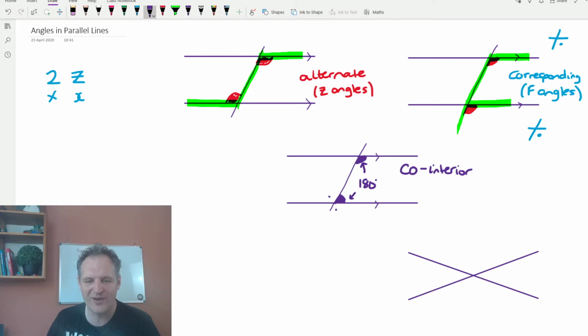They are all co-interior. We can call this the C rule because it makes a C. But we have to remember that this adds to 180. They're not the same. Alternate and corresponding are the same, and the co-interior C rule is different. Now you'll notice that this final rule I'm going to explain to you is the X rule. Hopefully you can all see why.